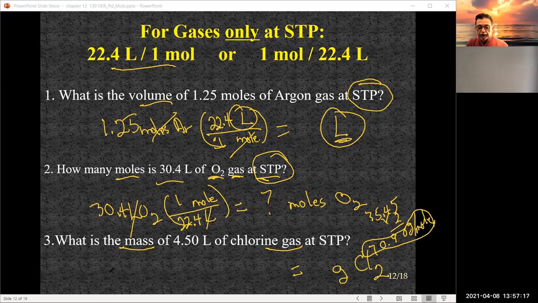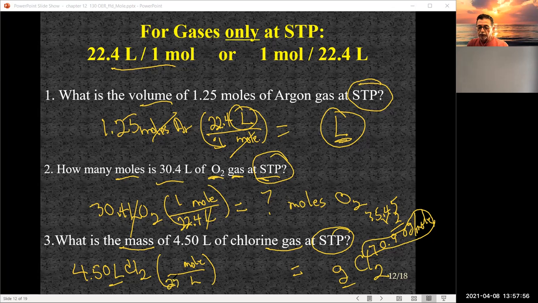We want the mass. So we're given 4.50 liters of chlorine gas, and we are at STP, so we can use that relationship, 1 mole equal to 22.4 liters. Liters is in the denominator because we want to get rid of liters, and we need to get to moles, because there's no way to get from liters to grams without going through moles. So we've got to get the liters out and get to moles.